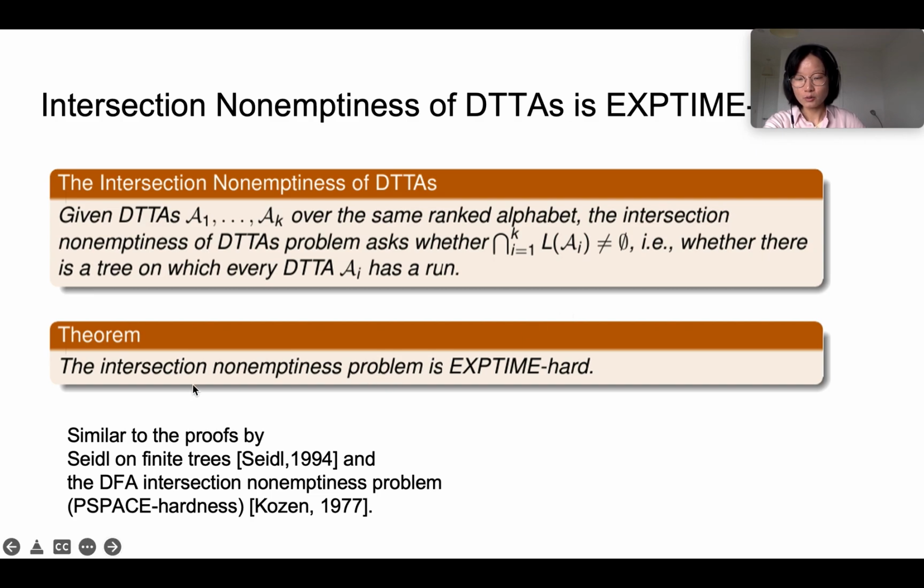So we show first that the intersection non-emptiness problem for DTTAs is EXPTIME-hard. And the proof is very similar to the proof by Seidel on finite trees, and the PSPACE-hardness proof of the DFA intersection non-emptiness problem by Kozen.